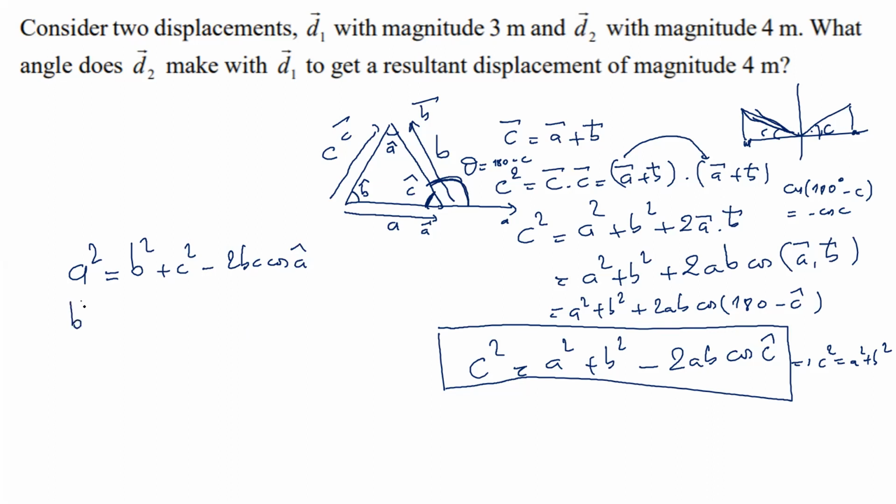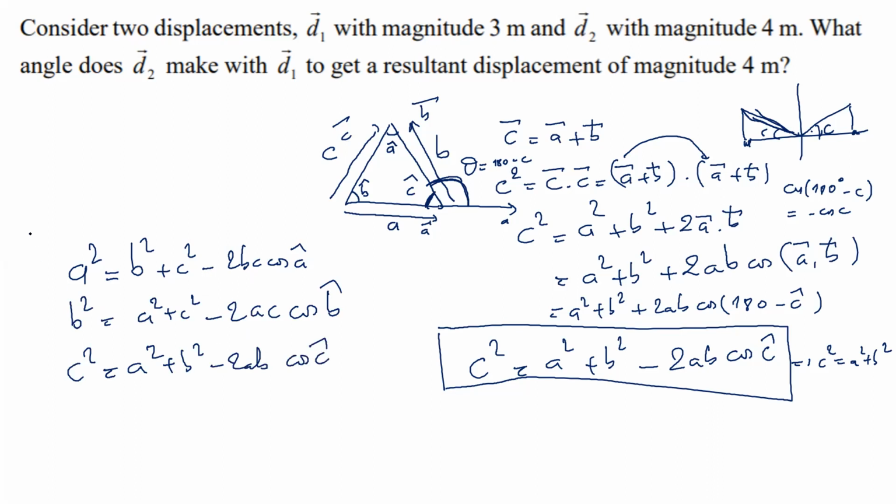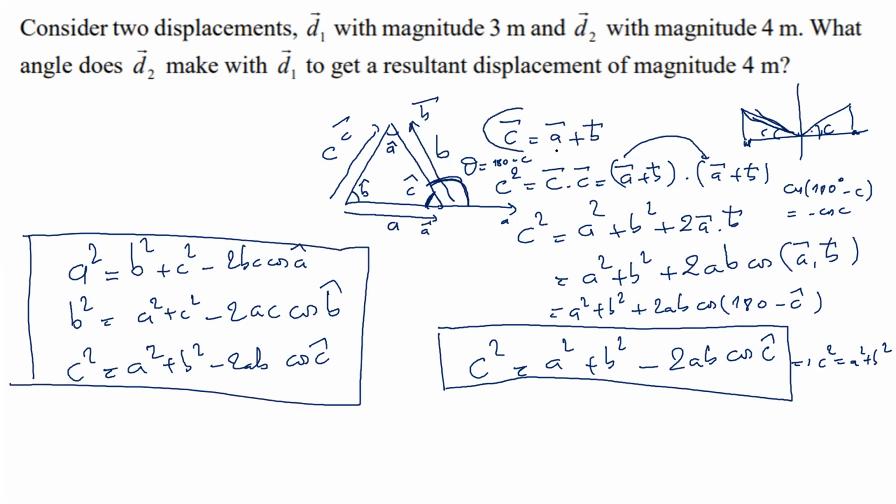But also I know that B square will be equal to A square plus C square minus 2 times AC cosine the angle opposite to B. And then finally, C square will be equal to A square plus B square minus 2AB cosine the angle opposite to C. Okay, and this is coming from this simple remark that in a triangle, I can define A vector, B vector, and C is equal to A plus B. And then I take the dot product. Okay, good.